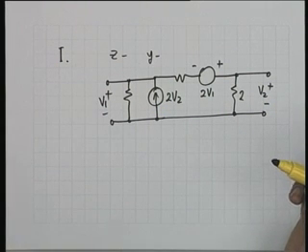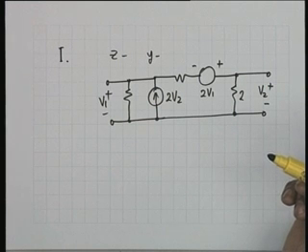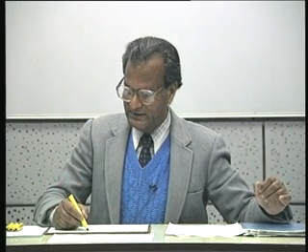The other thing that one should be careful about is whether the network is reciprocal or not, because the occurrence of control sources has the potential of making the network non-reciprocal, and therefore you should not simply say Z12 equal to Z21 as you do with reciprocal networks or networks composed of bilateral elements. If control sources occur, it is not necessary that the network is non-reciprocal, but there is a possibility that the network may be non-reciprocal. In other words, all the 4 parameters have to be computed, not 3.